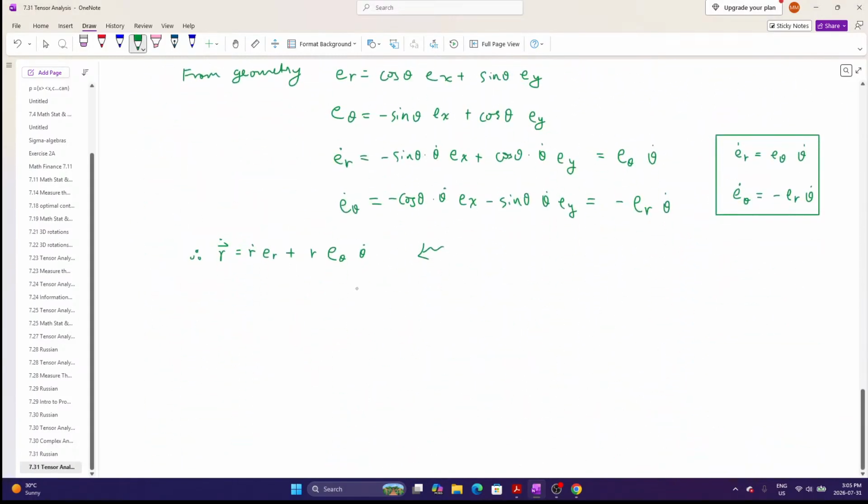Right? And this is connected to our formula for ds. So imagine, if this is velocity, then the speed would be the velocity length squared. And because e_r and e_theta are orthonormal bases, this would just be r dot squared plus r squared theta dot squared. And this is exactly equivalent to the infinitesimal length squared, ds squared equals dr squared plus r squared d theta squared.